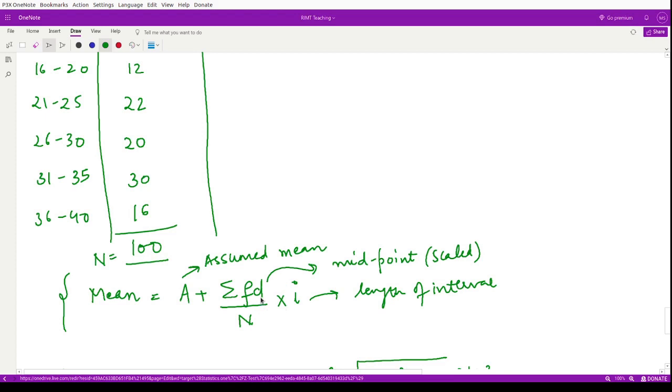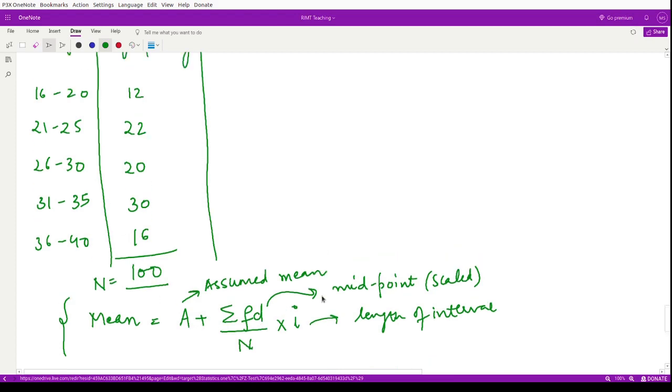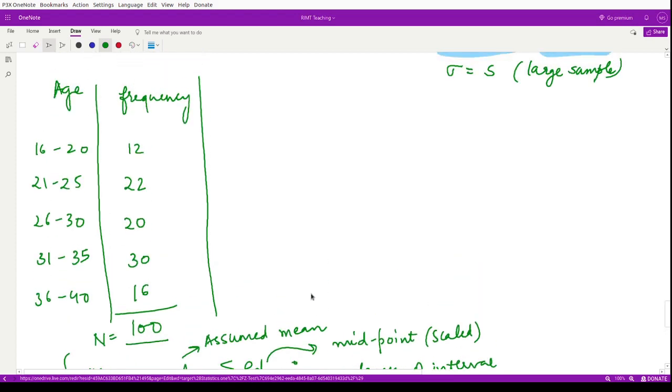So let's calculate this D and A and I. Let's do that quickly. For that, we firstly calculate the midpoint of these intervals. So the midpoint of 16 and 20 is 18, of 21 and 25 is 23. Then we have 28, 33 and 38. How do you calculate that? 16 plus 20 divided by 2, which is 18. 21 plus 25 divided by 2, which is 23, and so on.